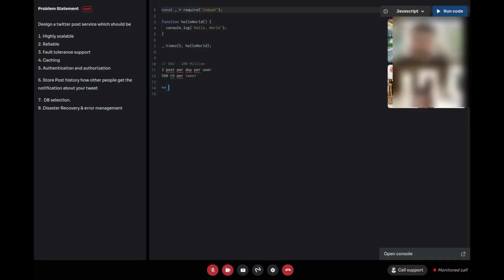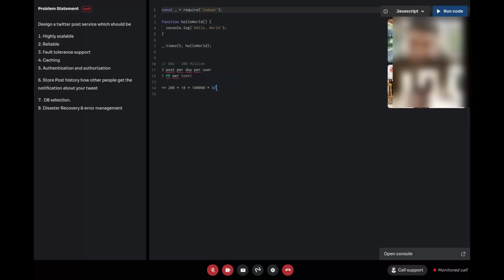So this becomes 200 million, and 200 into 1 million is 10 lakhs. For the sake of easy calculation, I'll assume 1 MB per tweet, and we are doing 3 tweets per day per user. 1 MB is 1000 KB. The data calculation I'll keep aside for now.